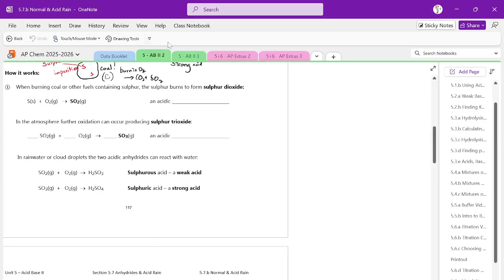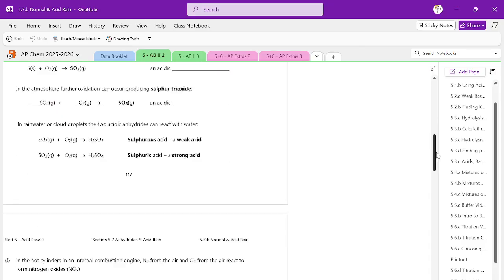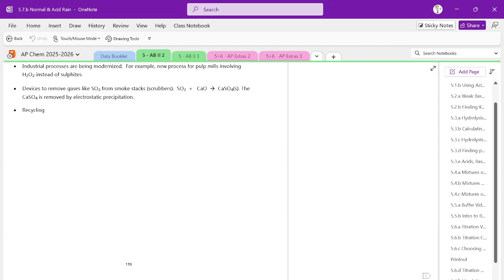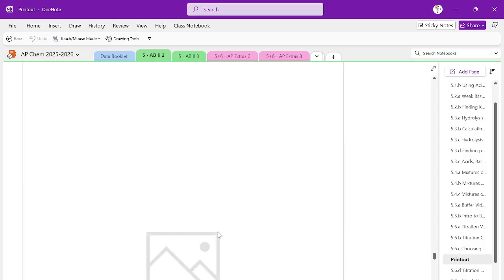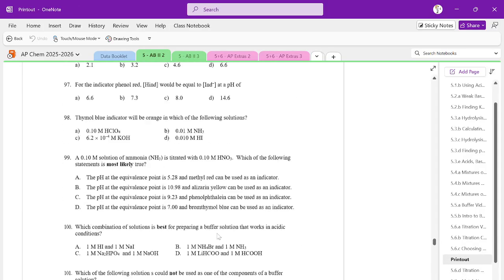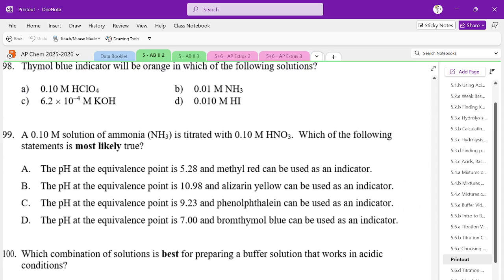Right? Let's name these compounds. Let's write a formula or two. 99. I have some questions.